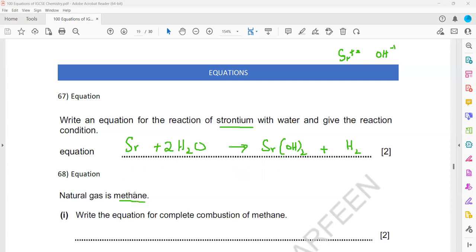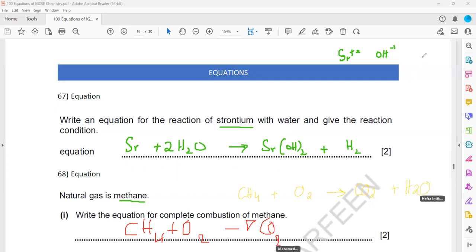Natural gas is methane. Methane is a major constituent of natural gas. So you have to write a combustion equation for methane. Methane is CH4, and it's a complete combustion, so it gives off carbon dioxide plus water.